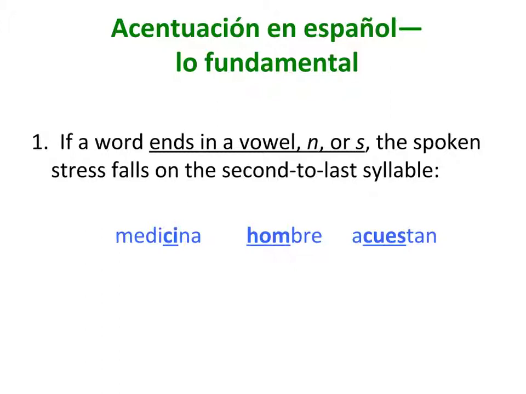And the way it works in Spanish is that if a word ends in a vowel or N or S, and that's a lot of our words in Spanish if you think about it, then that stress falls on the second to last syllable, as in medicina, hombre, acuestan. Let yourself feel that stress. Medicina, hombre, acuestan. There's no written accent, but that spoken stress is clearly on the second to last syllable. And that is rule number 1.